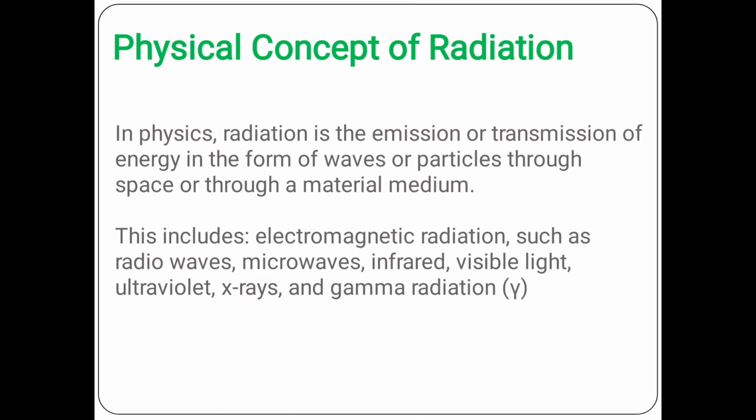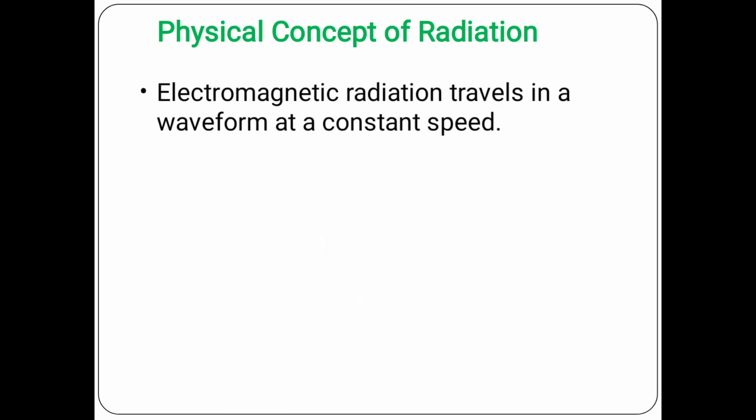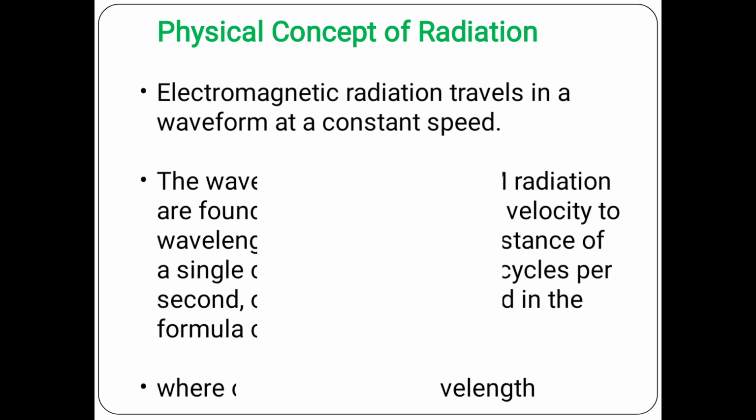Physical concept of radiation. In physics, radiation is the emission or transmission of energy in the form of waves or particles through space or a material medium. This includes electromagnetic radiation such as radio waves, microwaves, infrared, visible light, ultraviolet rays, X-rays and gamma rays. Electromagnetic radiation travels at a constant speed.